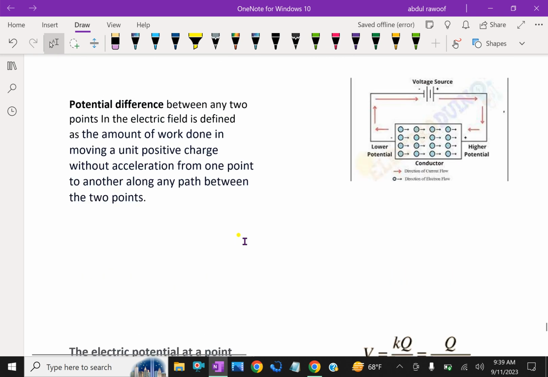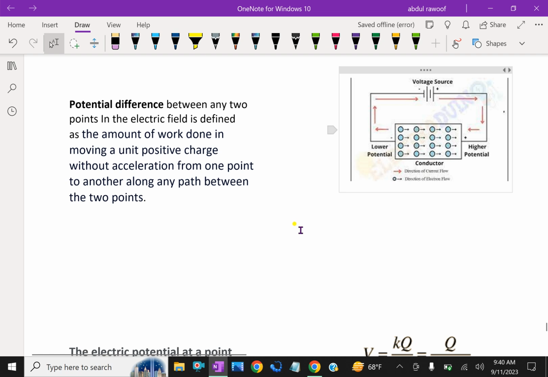Next we'll discuss potential difference. The potential difference between any two points in the electric field is defined as the amount of work done in moving a unit positive charge without acceleration from one point to another along any path between the two points. Here, this is voltage versus potential difference. So it tries to move the charges from lower potential to higher potential, or from higher potential to lower potential, regarding the voltage terminals.